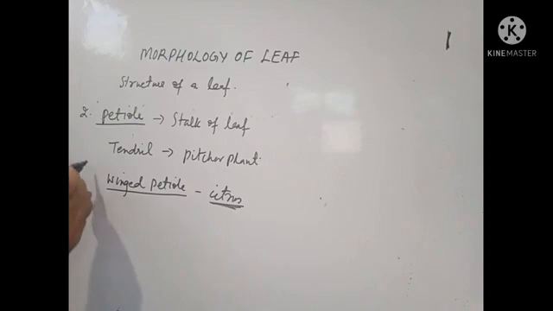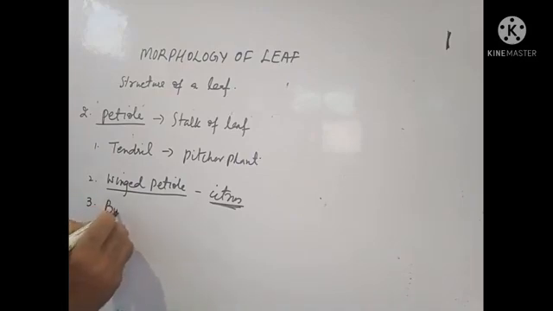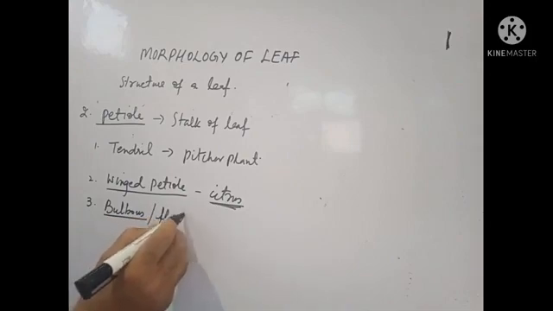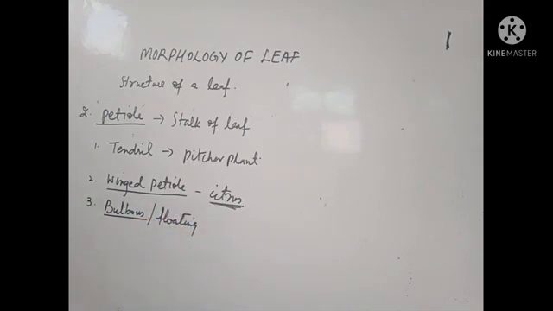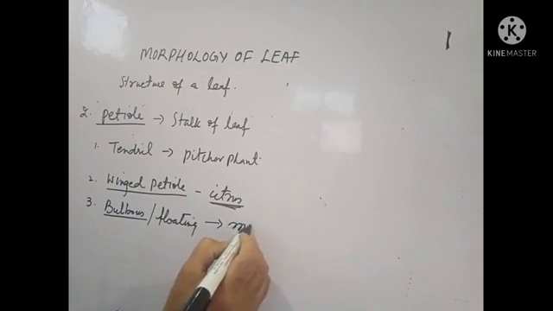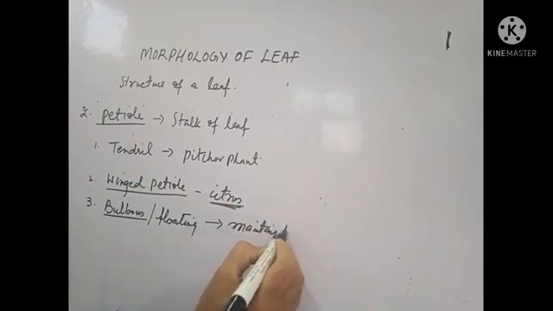And number third is called bulbous, or we can say floating petiole. The role of this floating petiole is in maintaining buoyancy. It maintains buoyancy. That means it is present in aquatic plants.